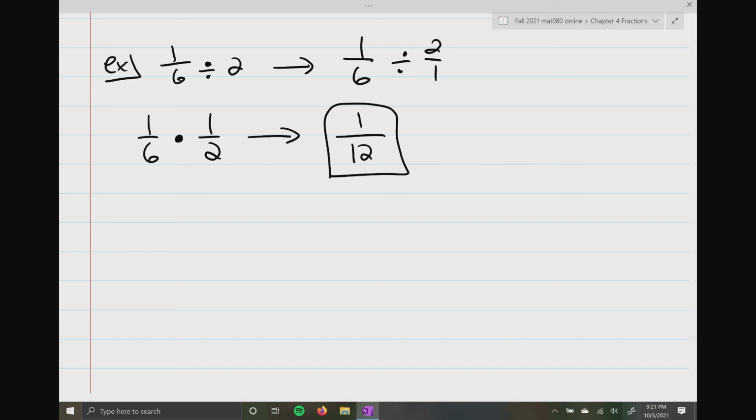So the next section deals with multiplying and dividing mixed numbers. And that's going to be a very short video. It's just, you need to just convert things.